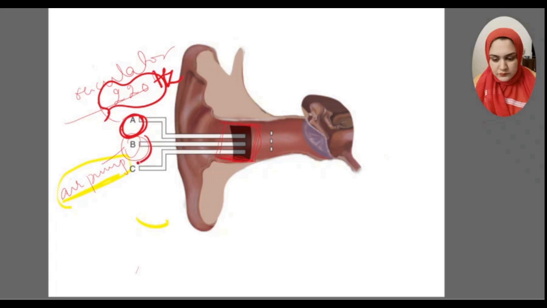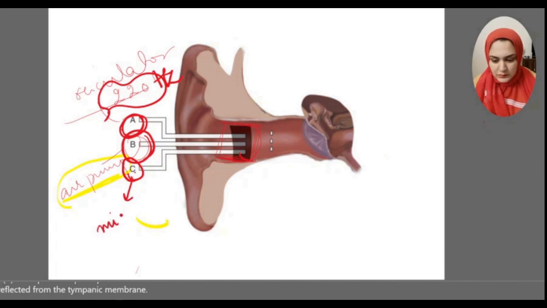Then the second part is the air pump. What does an air pump do? It varies the pressure in the external auditory canal, and this will help us in analyzing the compliance and elasticity of the tympanic membrane. The third thing is the mic. This mic picks up and measures sound pressure level that is reflected from the tympanic membrane.